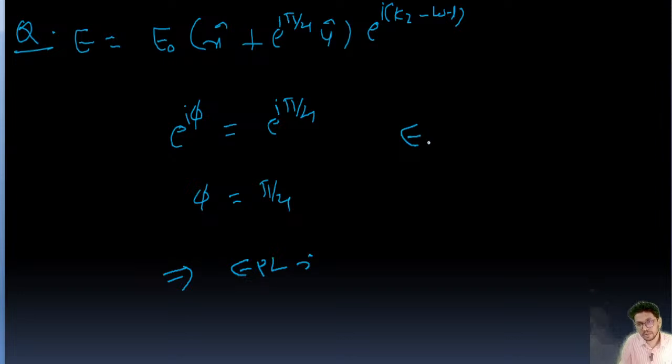Even if E naught 1 equals E naught 2. Here we can see this is not equal. Even if it is equal, this is going to be equal, still this is EPL, elliptically polarized.